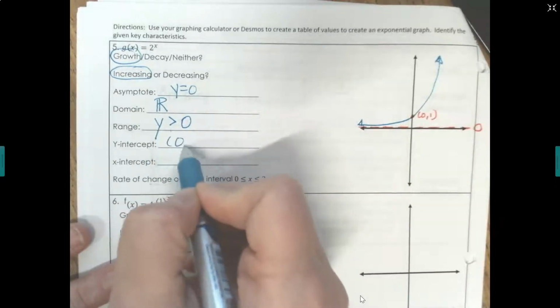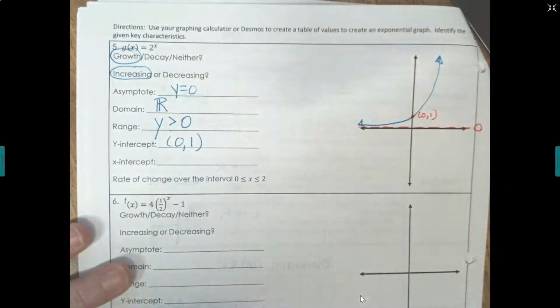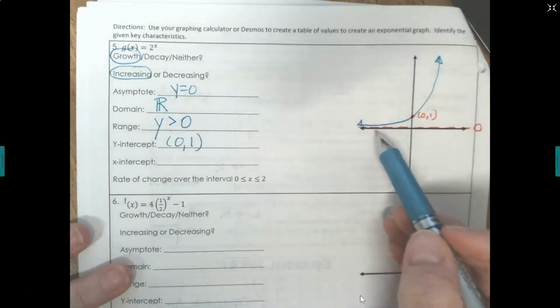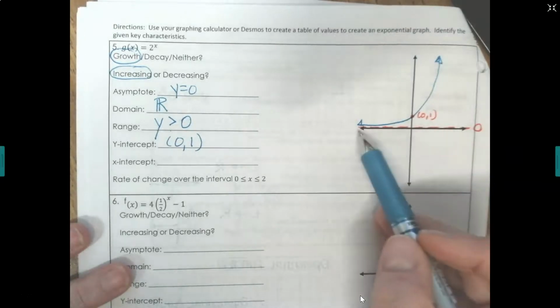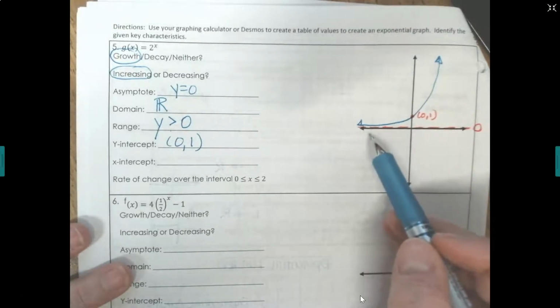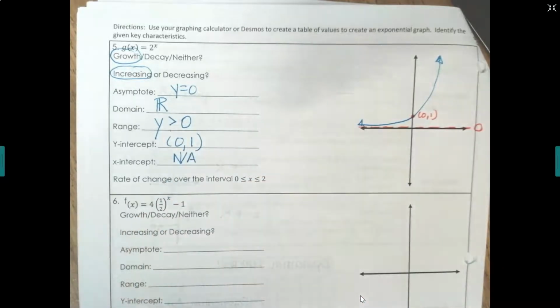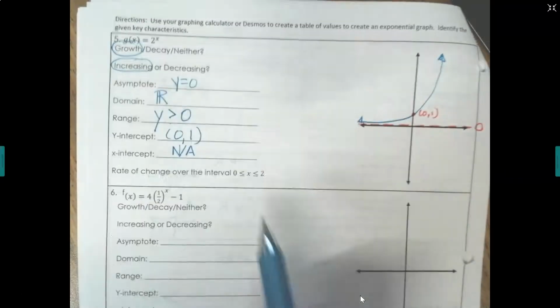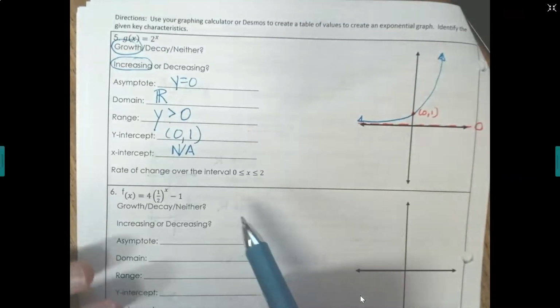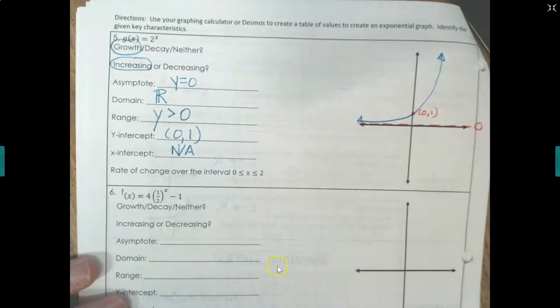Our y-intercept, we identified it right there. It was (0, 1). Our x-intercept, well, the x-axis is the asymptote. The graph can never touch the asymptote, so there cannot be an x-intercept. And finally, our rate of change, remember rate of change is slope, and I'm giving it over a particular interval. That means if you look, there's an x value here. That means I'm giving you the x value of 2 different points.